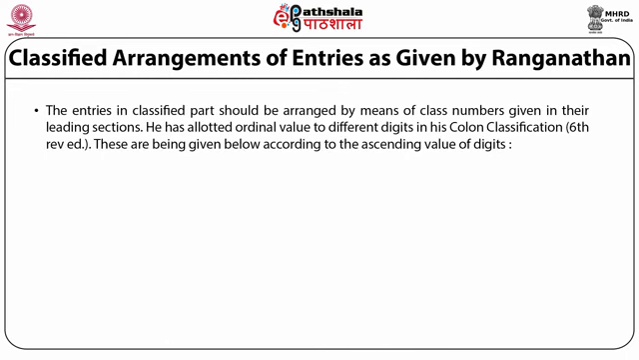The entries in the classified part should be arranged by means of class numbers given in their leading sections. He has allotted ordinal value to different digits in his Colon Classification, 6th revised edition. These are being given below according to the ascending value of digits: arrester, forward arrow, backward arrow, 0, inverted comma, dot, colon, semicolon, comma, dash, small a, small b to small z, 1 to 9, capital A, capital B to capital Z, and starter.